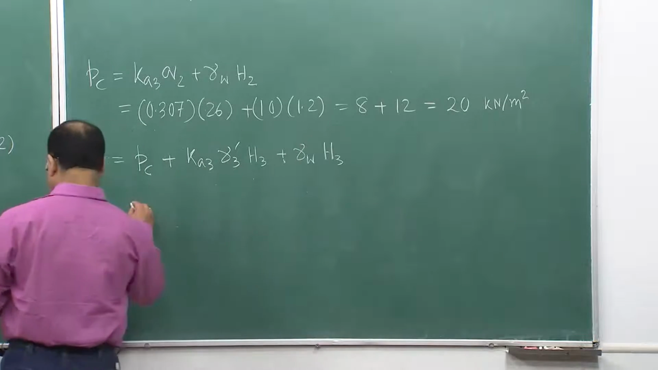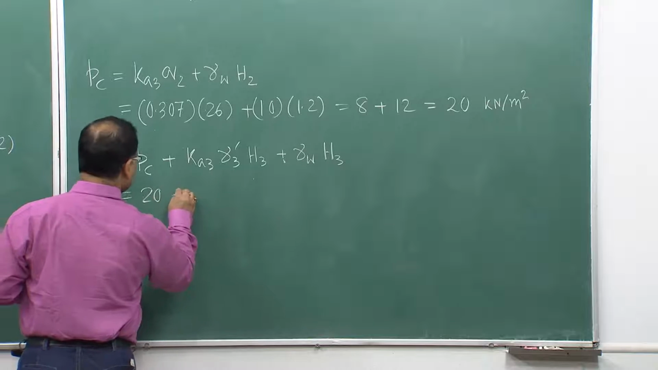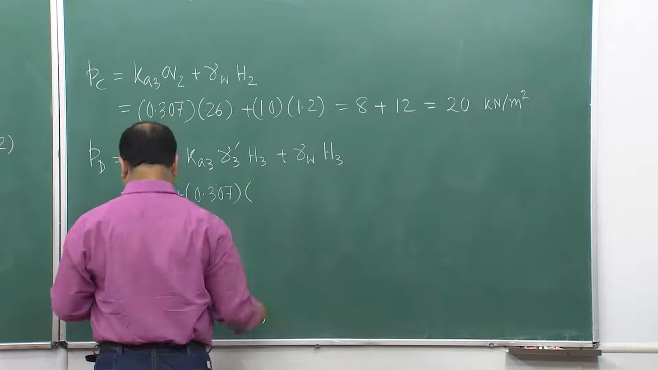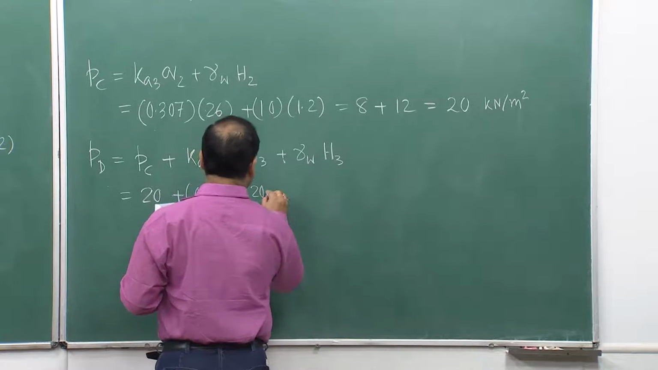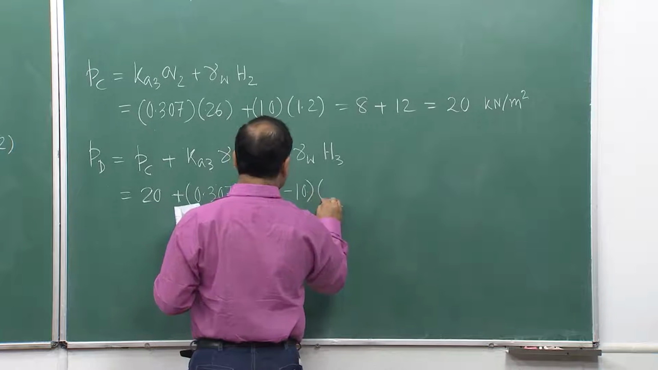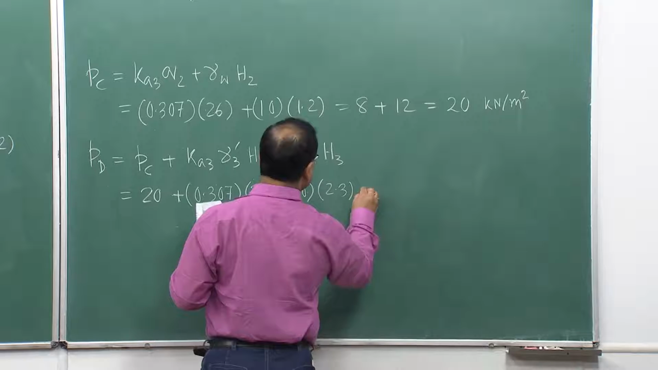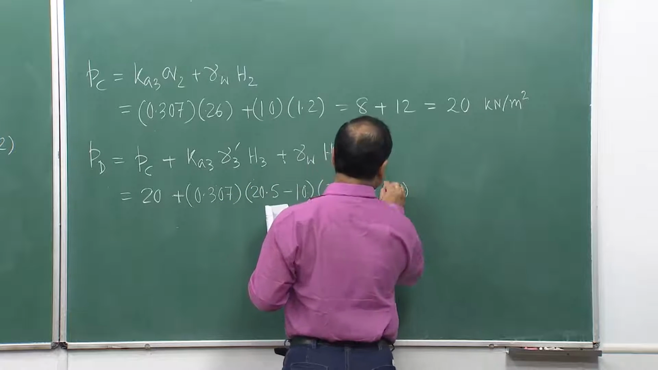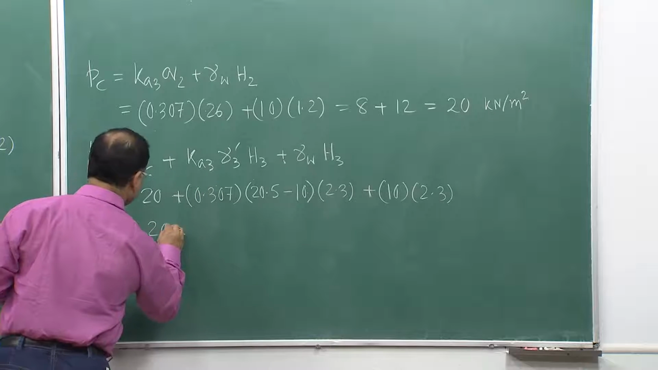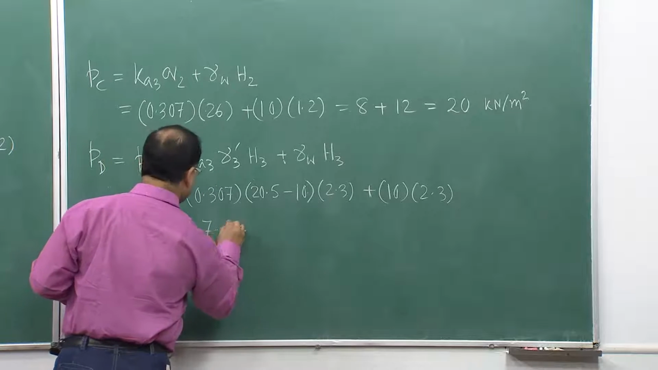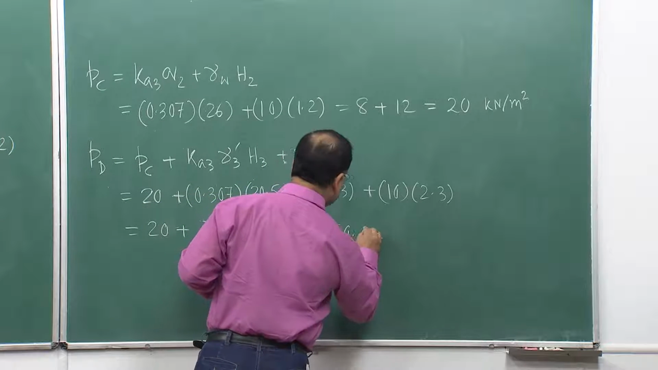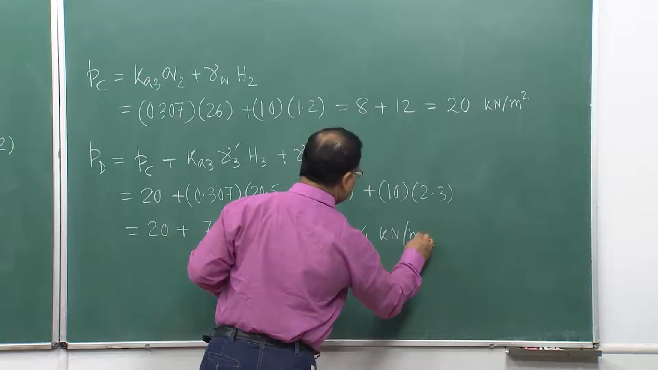So, that gives me 20 plus 0.307 into gamma 3 prime, which is equal to 20.5 minus 10. What is H3? 2.3 plus 10 into 2.3, that comes as 20 plus 7.4 plus 23 is equal to 50.4 kilonewton per meter square.